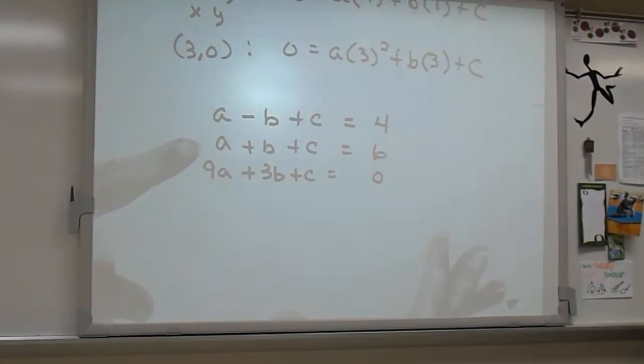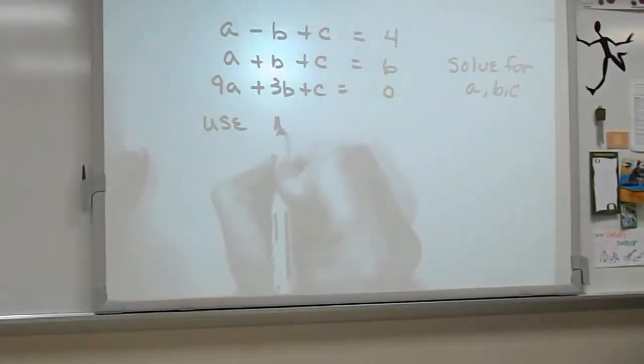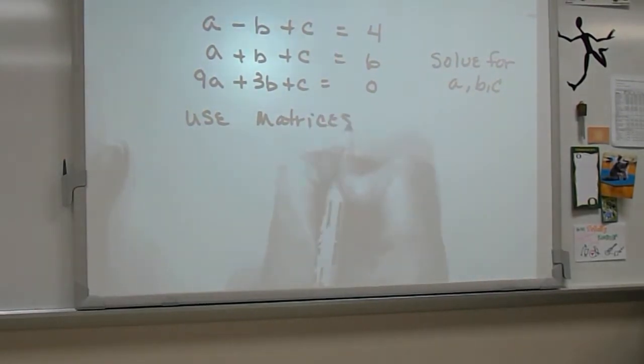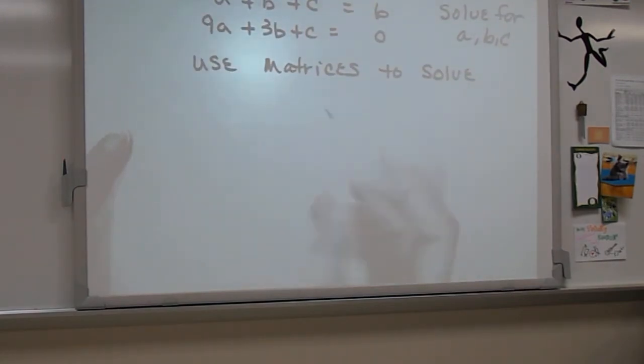Okay, so we have our 3 equations with 3 variables, A, B, and C. Our goal is to solve for A, B, and C, remember? I want to show you how to do this with a calculator, all right, with matrices. So we're going to use matrices. Any questions? No. Awesome. Use matrices to solve. So everybody turn your calculators on. Does it say matrices? Yes, it does.